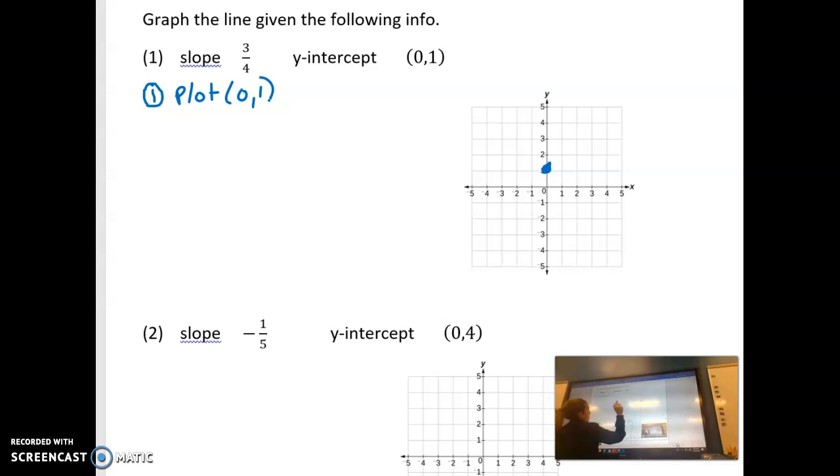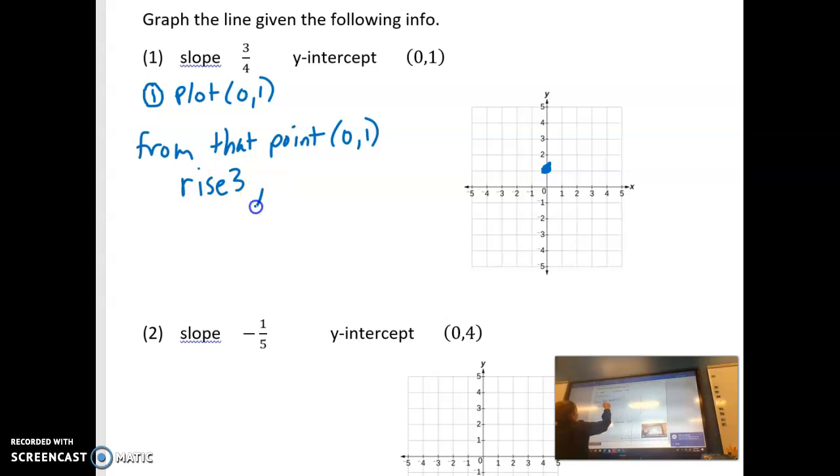And then once I do that, from that point of (0, 1), I'm going to apply my slope, which is a rise of 3 and a run of 4. So what does it mean to rise 3, run 4? I would go from this point, go up 1, 2, 3, and then run 1, 2, 3, 4, and that gives me my second point. Now, once you have 2 points, I could go ahead and graph my line.